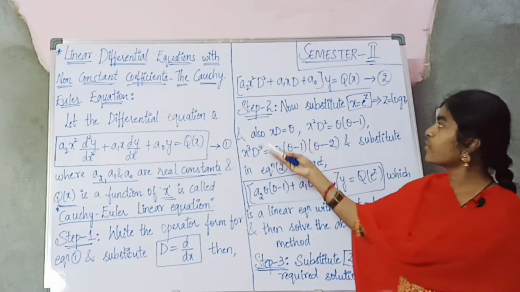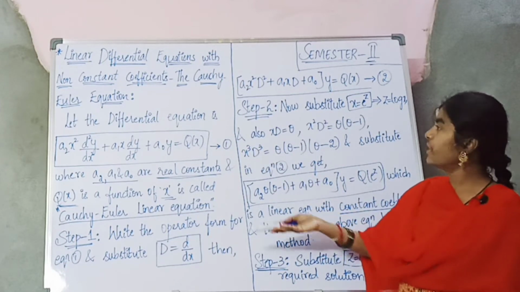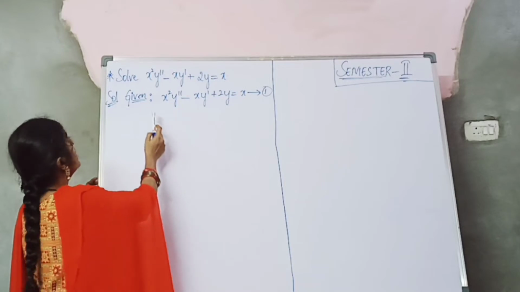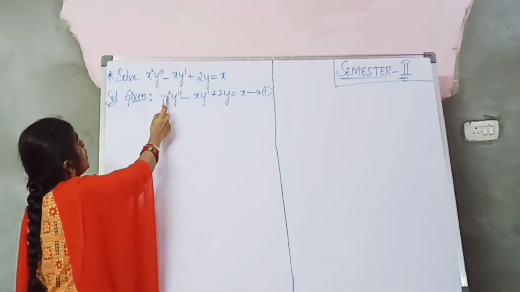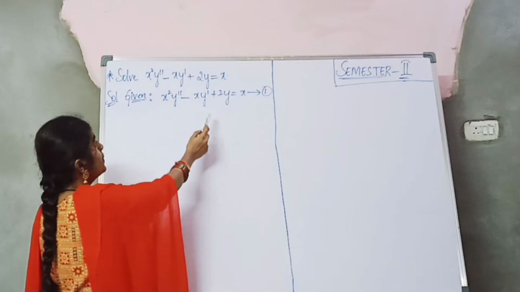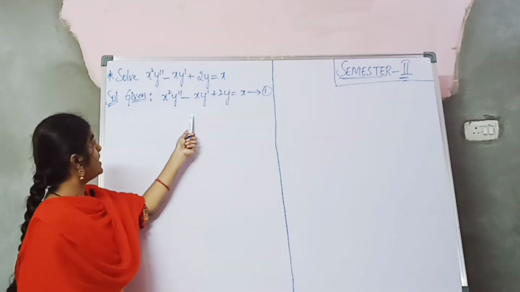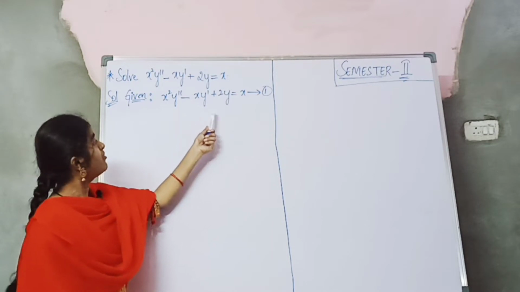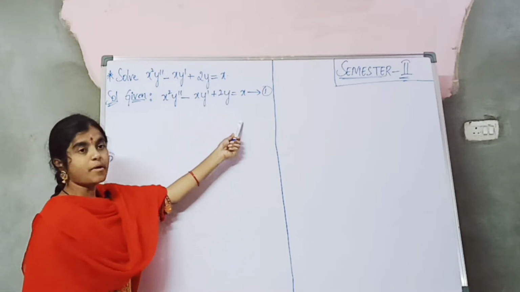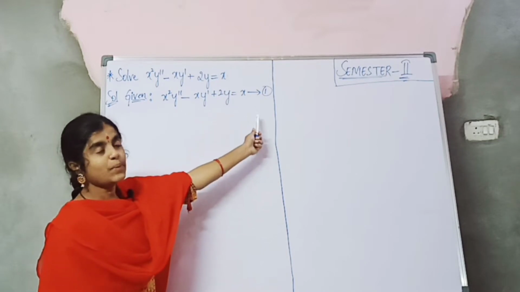So this is about the Cauchy-Euler equation. Now let us discuss a few examples based on this method. Let us solve x square y double dash minus x y dash plus 2y equals x. We consider this given equation as equation 1.